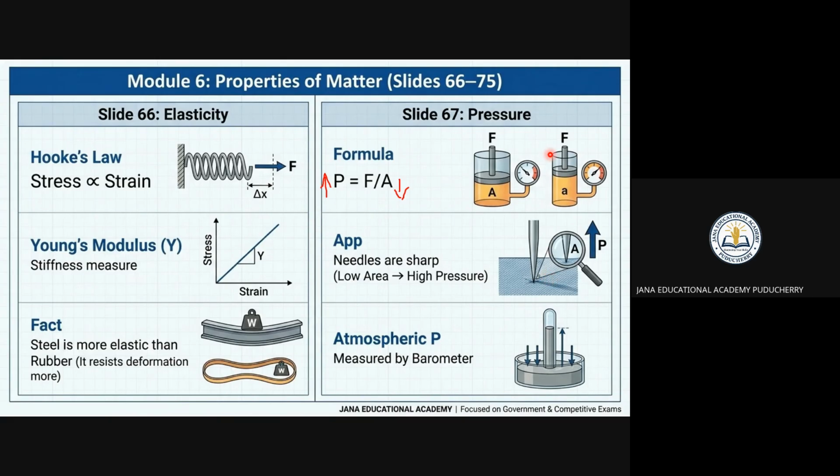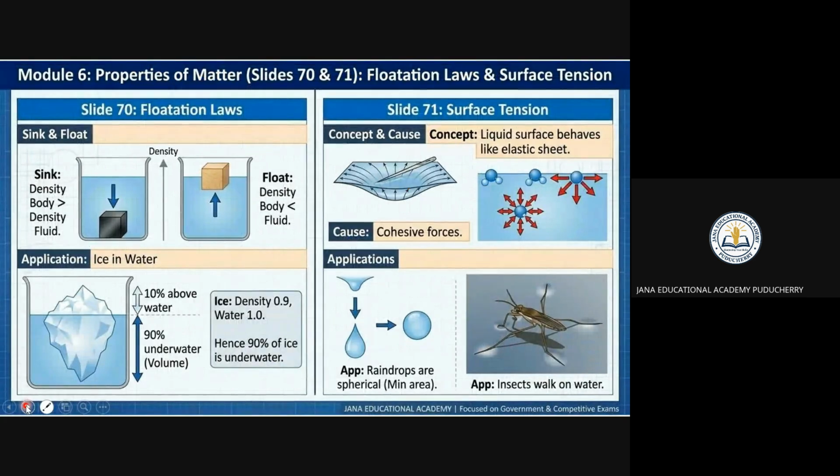The atmospheric pressure is measured by the instrument barometer. Barometer is used to find the atmospheric pressure. It is also asked in some MCQs. When it comes to the properties of matter, you are going to see floatation, laws, and surface tension, right?